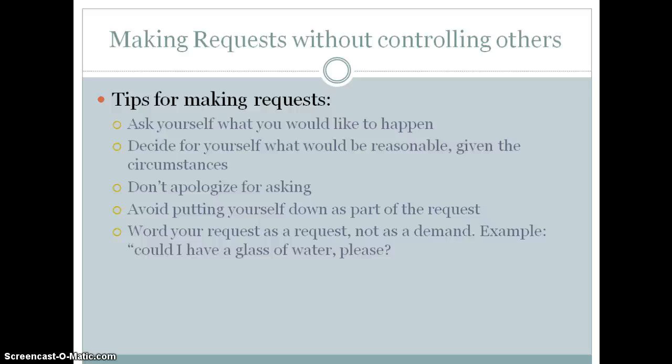We've talked about this throughout the whole book, but Patterson talks about not apologizing for asking, that we have a right to make requests, and so we don't need to apologize for that. And also not to put ourselves down when we're making that request. We talked about this when giving positive or negative feedback as well, but we don't want to do self-insult, or it makes us look more passive, and it means the person might not take us as seriously and might not actually listen to our request. And then we want to word our request as a request, not as a demand. So not "get me a glass of water," but "could I have a glass of water, please?"